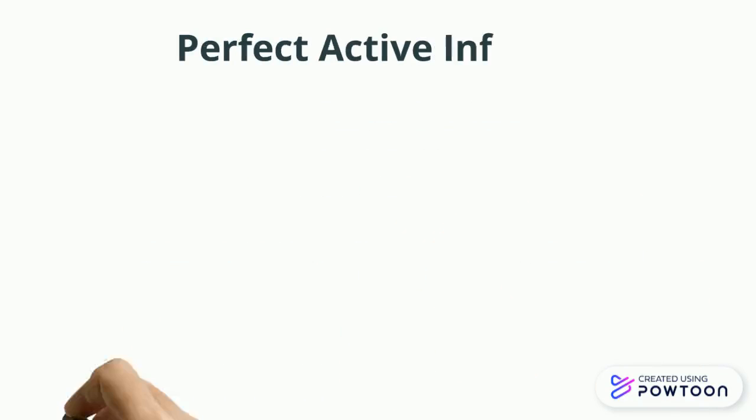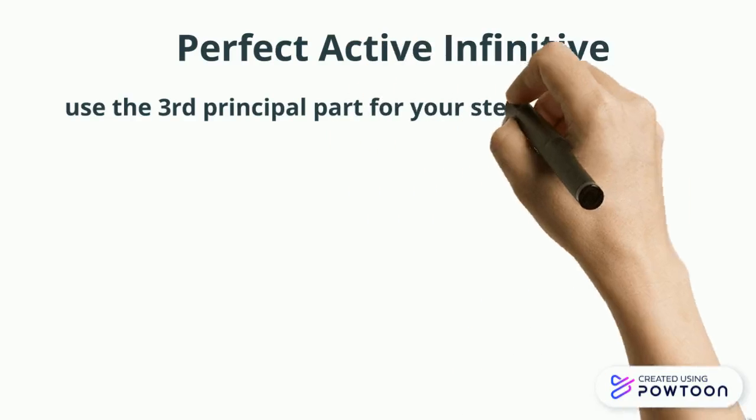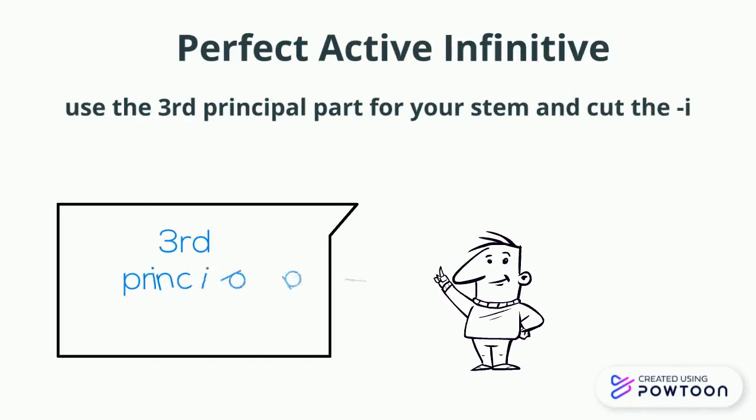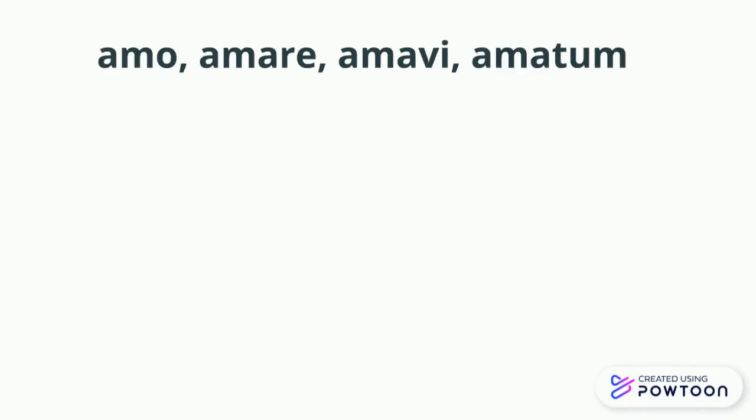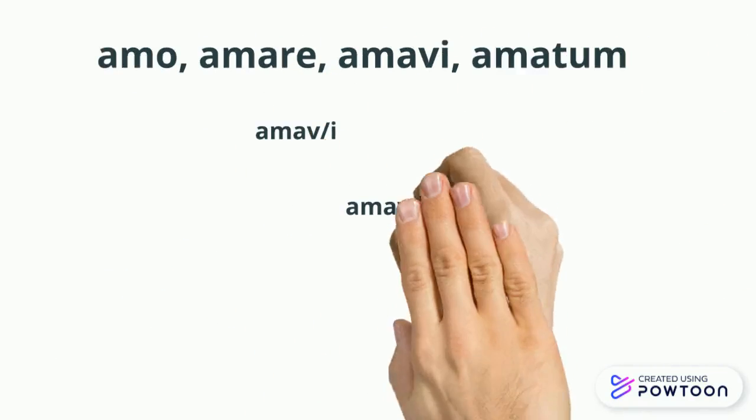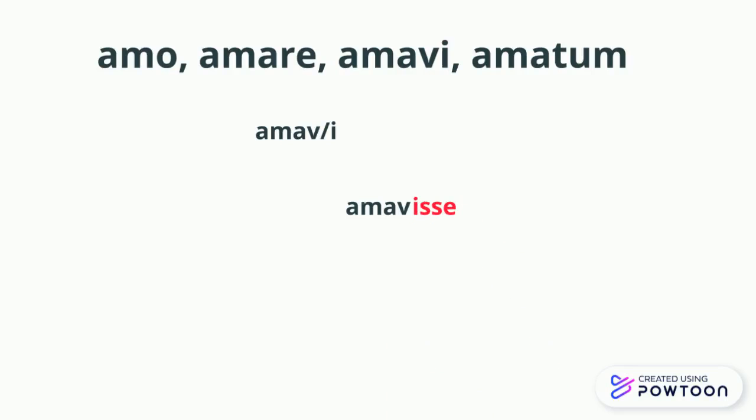Now we are going to add a perfect active infinitive that comes from the third principal part and cuts the I. So take the third principal part, cut the I, add isse: amavisse, to have loved.